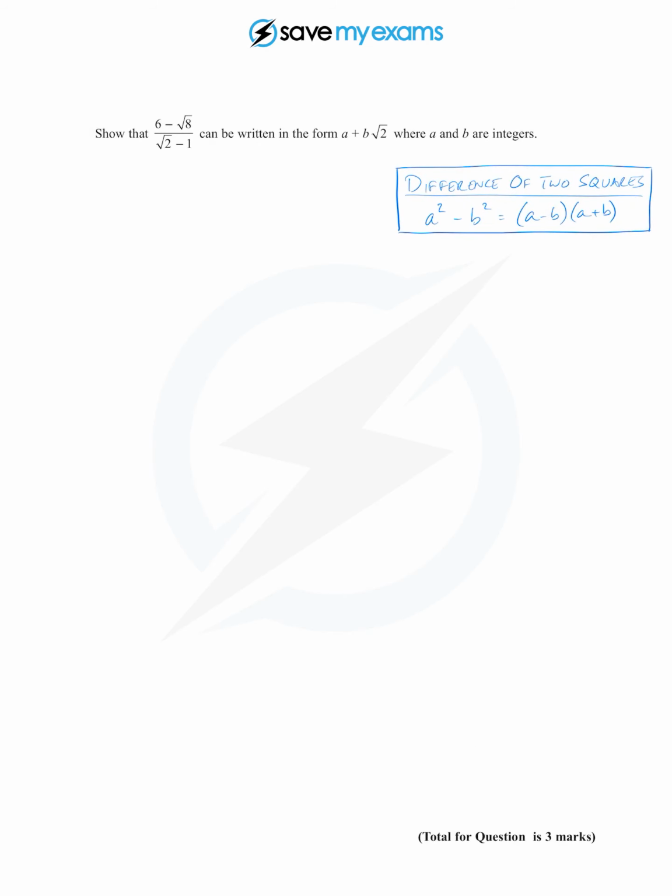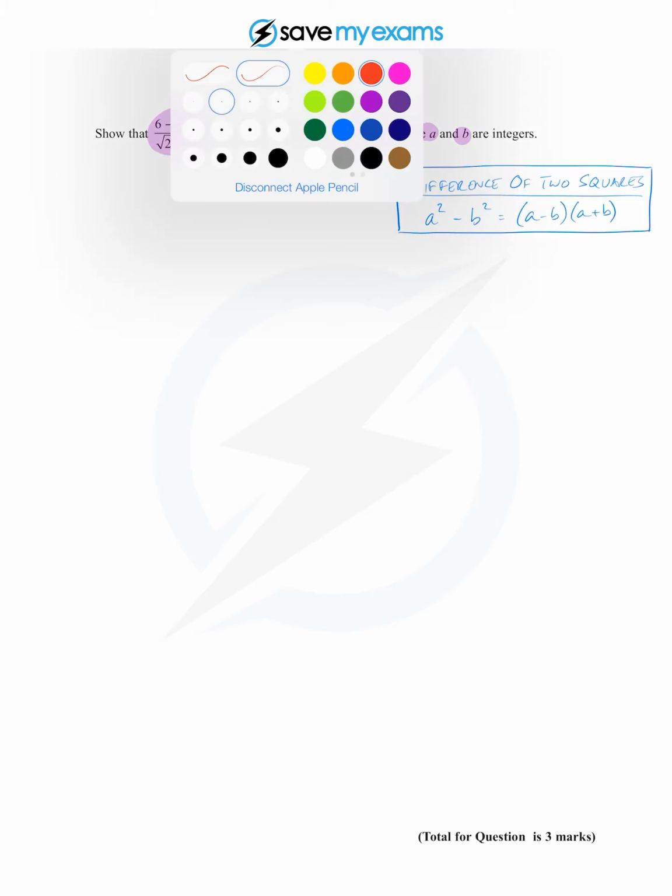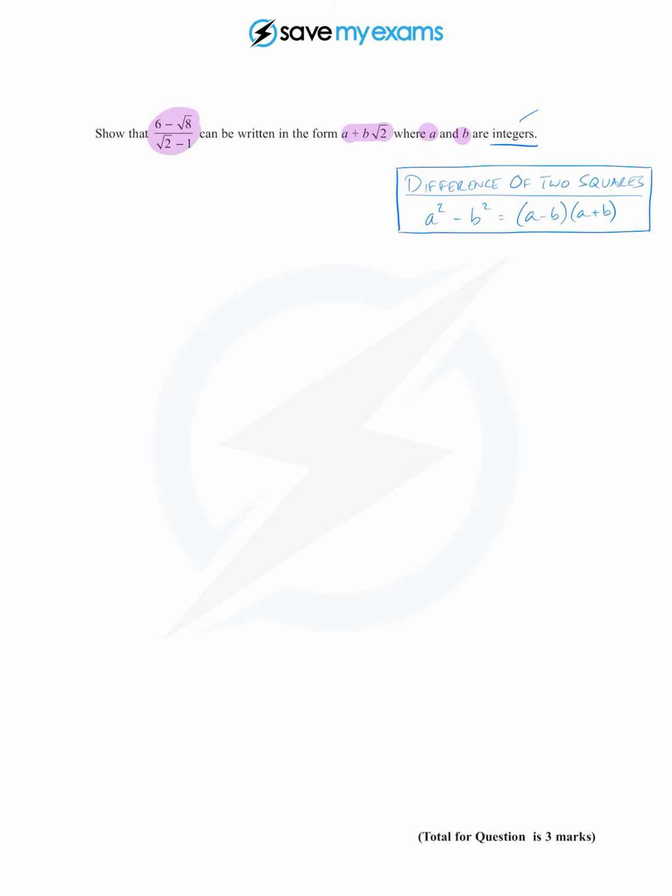Okay, so we're asked to show that this rather nasty looking fraction here can be written in a slightly nicer form where a and b are integers. Let's just remind ourselves what an integer is. An integer is a whole number. Okay, so like 1, 2, 3 or 4, etc., but not a half or something. Right, okay, so how do we do this?